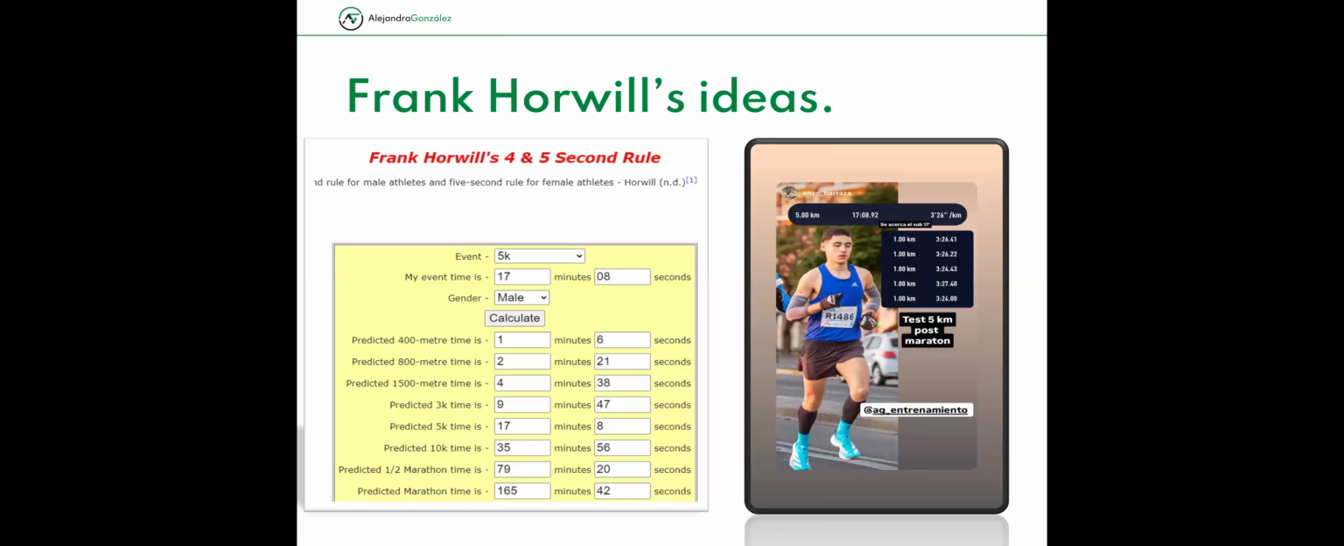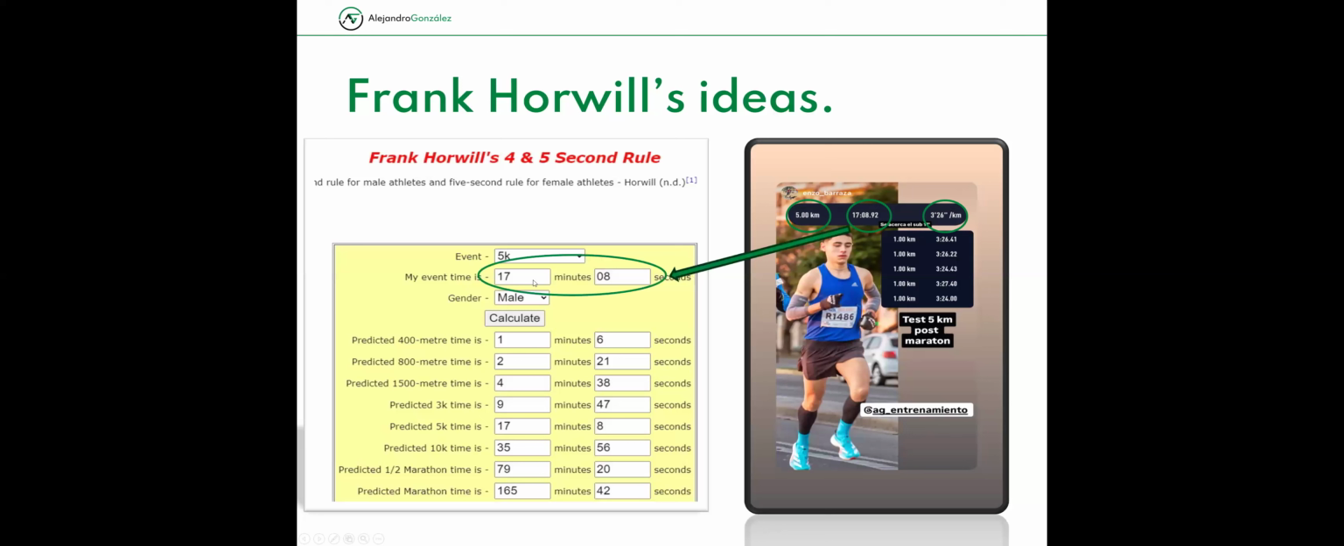As you can see, in 5 kilometers he did 17 minutes and 8 seconds, 92 cents. That means a pace of 3 minutes 26 seconds every kilometer. Sorry, I'm speaking in kilometers and not in miles because I am Latin and I use the metric system. And here you can see the different paces of the 5 kilometer time trial.